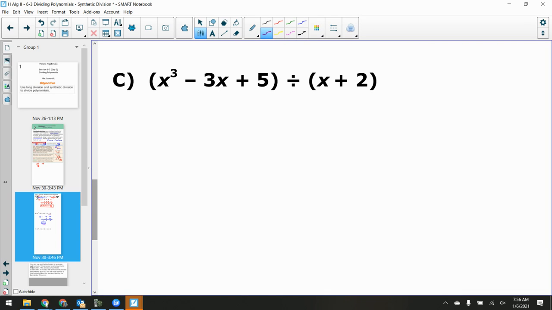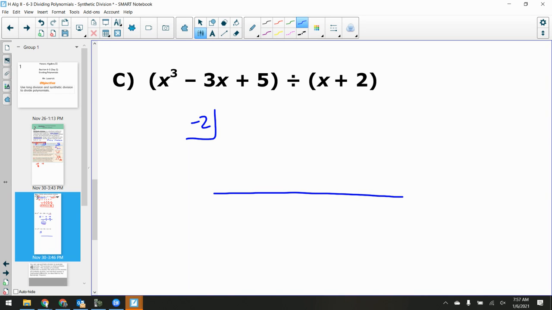x to the third minus 3x plus 5. Go ahead and write out the setup real quick. See if you could just write out the setup. Okay, what goes in the box? What goes in the box? Negative 2.